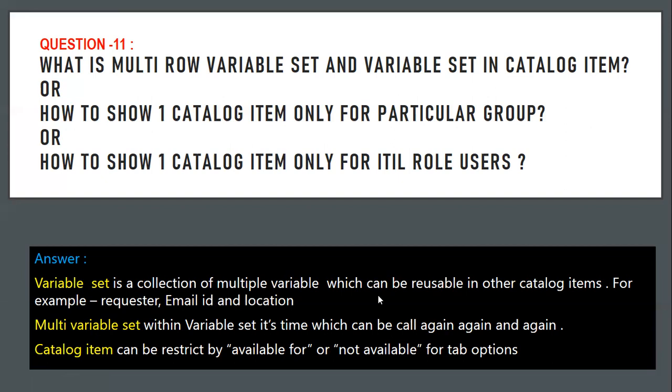Now the catalog item. It can be restricted by the Available For or Not Available For tab option. That way, you can control the catalog item availability, like how to show one catalog item only for a particular group, and how to show one catalog item for ITIL group users. That can always be managed from there. Moving to the next.